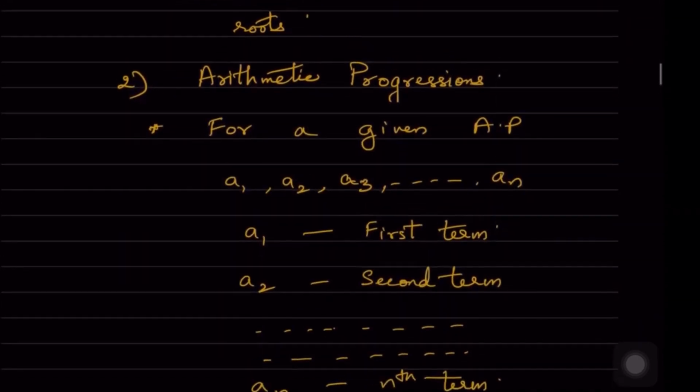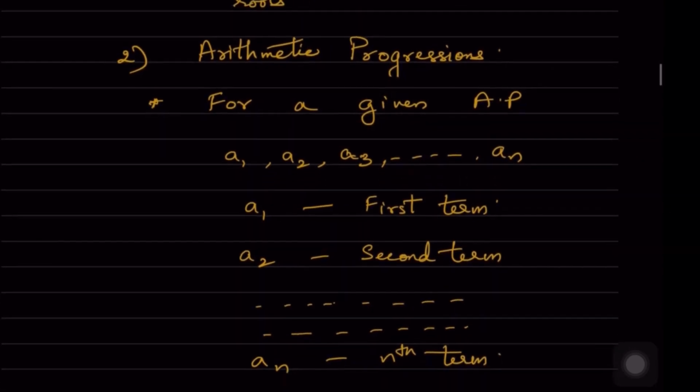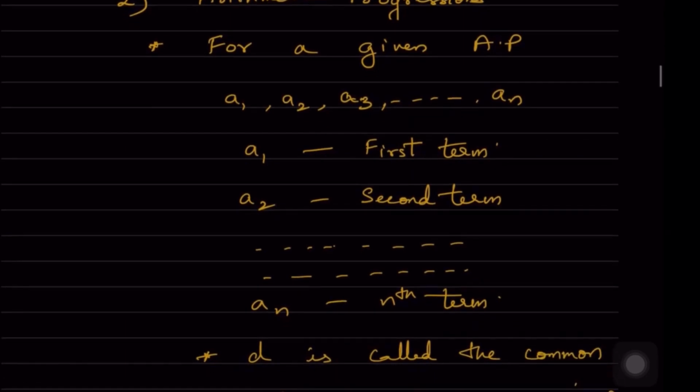Now the second chapter which you are having in this term 2 is arithmetic progression. Now what is this arithmetic progression? What are the various important formulas? We'll just see. For a given AP, A1, A2, A3, and so on, AN, A1 is called the first term, A2 is called the second term, and so on, AN is called the nth term. So we are just seeing the different terminology, how we use it.